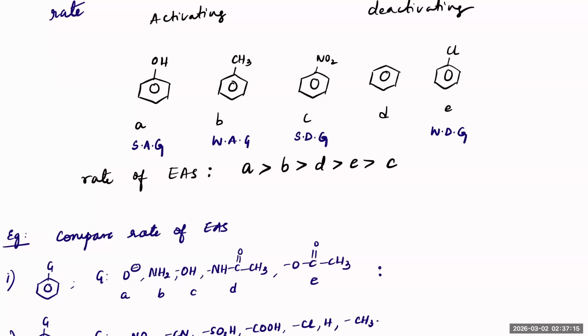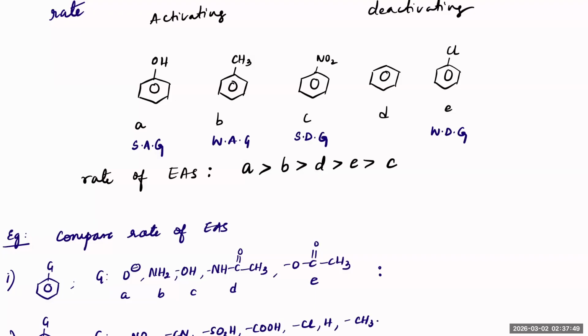That's why if you notice the rate of the EAS reaction, the first will be strongly activating. Out of this, the most strongly activating is the OH group. After OH comes CH3, so A and B. Then only benzene is better than chlorobenzene, compared to nitrobenzene. So D is better than E, and least will be C. Nitrobenzene will be the most withdrawing group. That's why it has the least rate of EAS. I hope this is clear till this part.